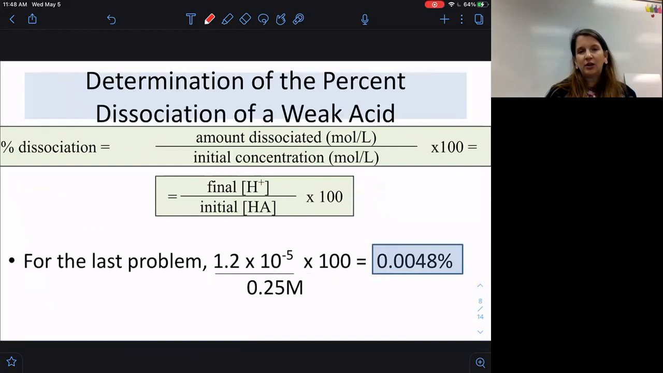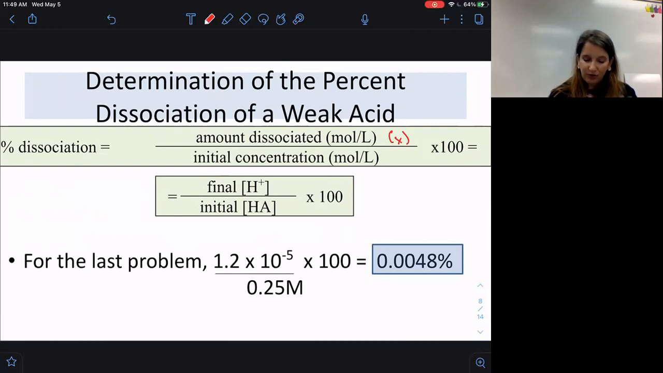The next thing that we'll talk about is how to determine the percent dissociation of a weak acid. If it's asking you to solve for the percent dissociation, we would have the amount that's dissociated. So basically that's going to be our X over our initial concentration. So you can see that's going to be your final hydrogen ion concentration divided by your initial acid concentration times 100.